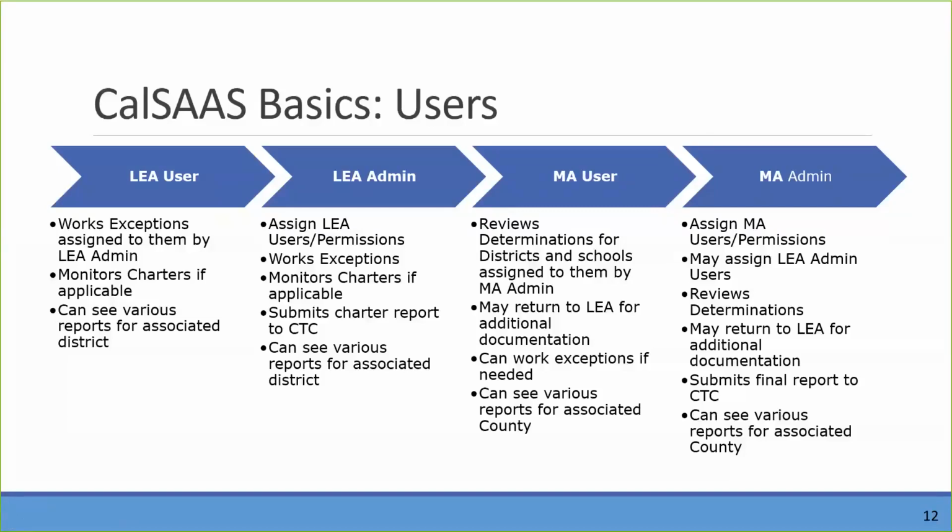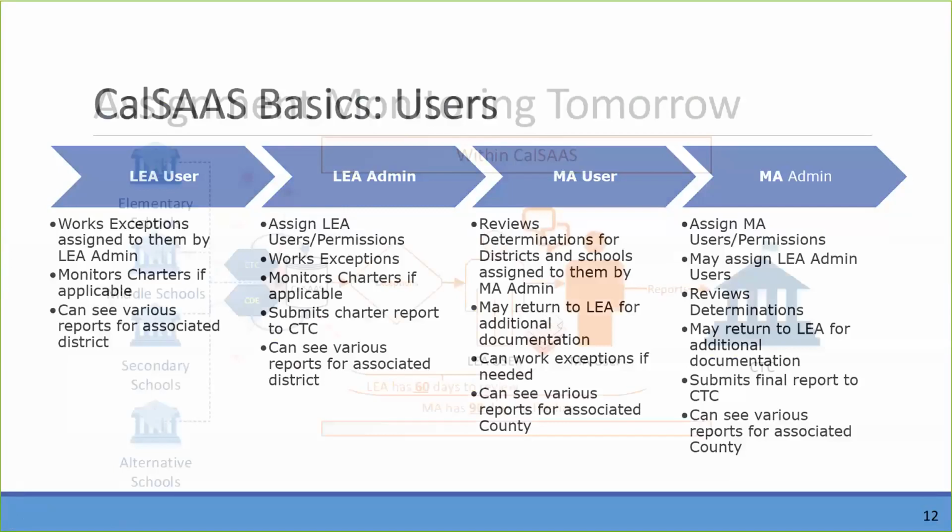And then the monitoring authority administrator can do everything that the people below them can do, but they also have the ability to assign users and permissions to their monitoring authority users, and assign new LEA administrators, and then everything else. The only other thing they can do that's different from everybody else is that they're the ones who submit that very final report to the commission. So they're the ones who determine that everything has now gone back and forth enough times, it's all done, everybody's made their final determinations, and it's ready to be submitted to the commission as a final report. And that comes from the MA administrator.